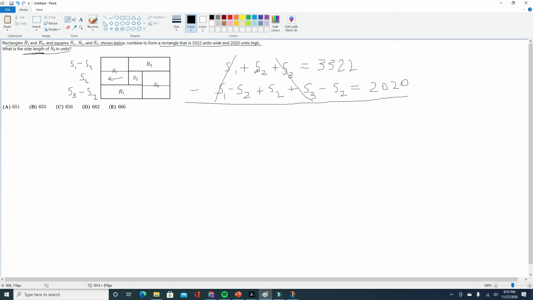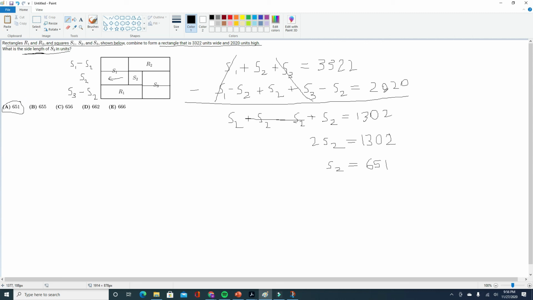So basically, we're left with S2 minus S2, which is just the same as S2 plus S2. And then we subtract an S2 from there. And then we have another minus S2, so another plus S2. And of course, on the right-hand side, we have to subtract 3,322 minus 2,020, which gives us 1,302. So simplifying the left-hand side of this equation, one pair of S2 and minus S2 will cancel out. So in the end, we basically get 2S2 is equal to 1302. And just by dividing both sides by 2, we get S2 is equal to 651, or answer choice A.